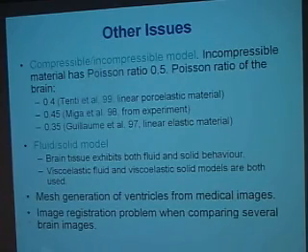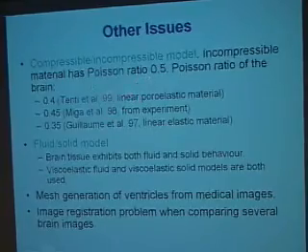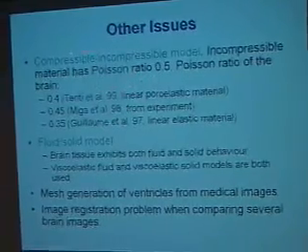Now, there are other issues that I don't really want to talk too much about, but something you might want to worry about in the simulation is whether we should use a compressible or incompressible model. There's a parameter called the Poisson ratio to describe whether something is incompressible. If it's 0.5, then it's incompressible, like rock. For the brain, it turns out that it's not quite incompressible. The number is close to 0.5, but not quite. So the brain is somewhat compressible.